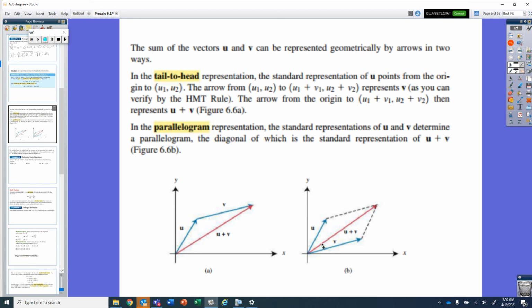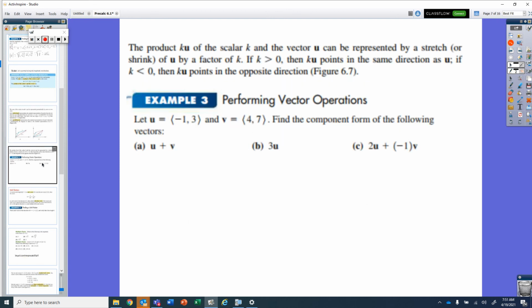Now, I like utilizing the parallelogram representation more because I think it makes a little bit more sense. But if you have two vectors that are represented from what we call a tail-to-head representation, where one vector starts at the end of another, the addition between those two points is going from the tail of the first vector to the head of the second vector. We're also going to talk about that a little bit later on when we talk about vector subtraction as well too. So let's do a couple real quick examples in regards to the vector operations.